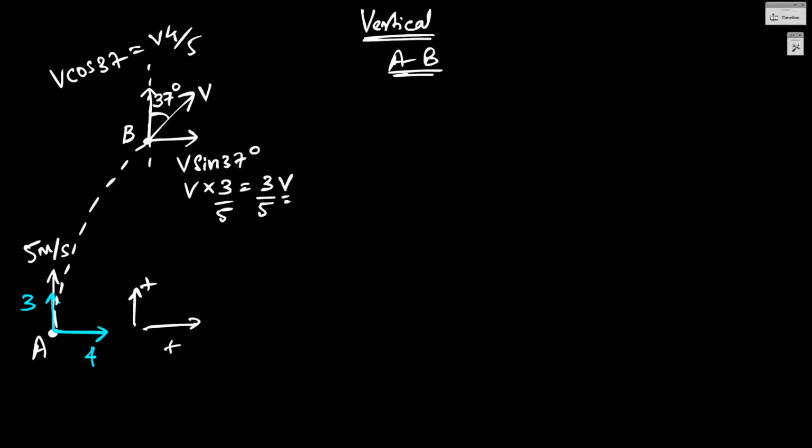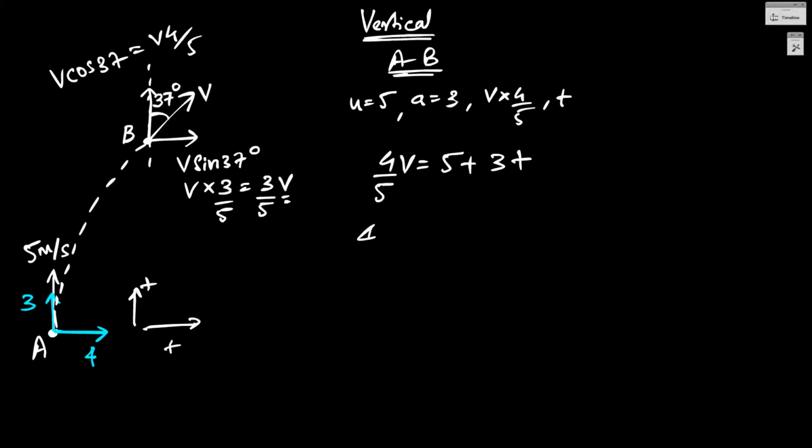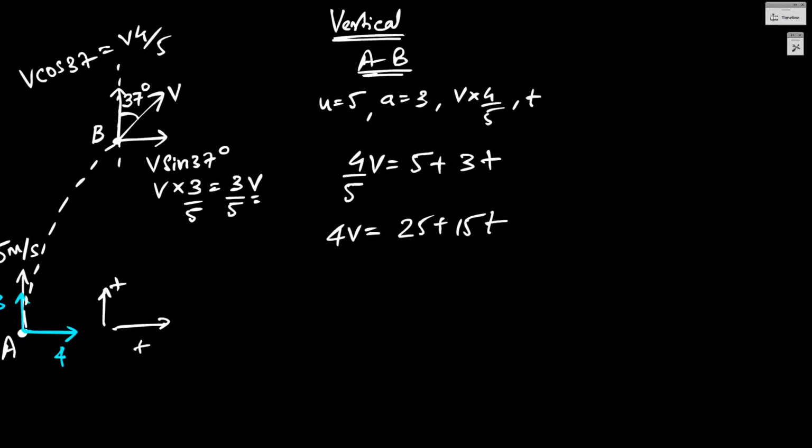Okay, so the initial velocity at point A is going to be 5, acceleration is 3, and final velocity is V cos 37, that we have already found out, that is V times 4 by 5, and time is T. So what equation can we use to connect them? Well, 4 by 5 V is equal to U plus A times T. So we get 4V equals 25 plus 15T. Okay, so that's equation number 1 for us.